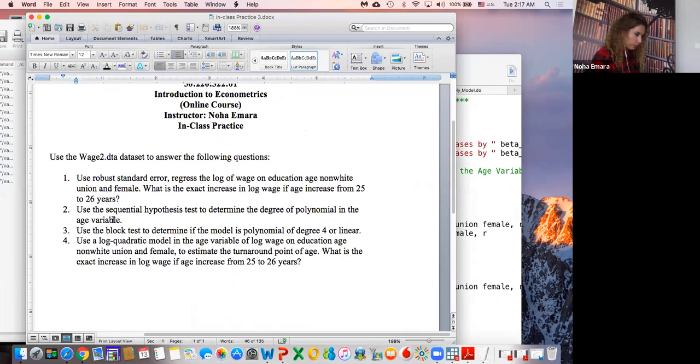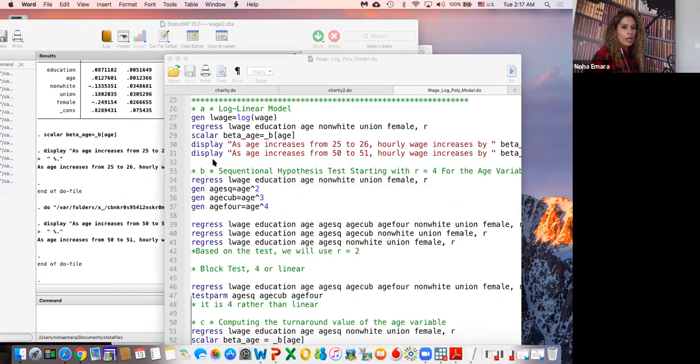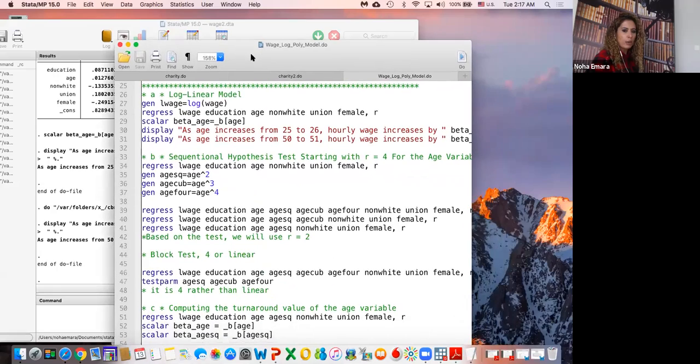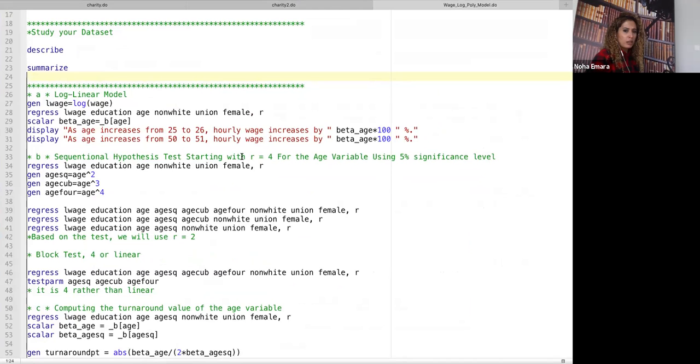So I'm focused on a certain variable, which is the age variable. And I'm using this variable to perform the sequential hypothesis test. And as I said when I was explaining the sequential hypothesis test, you start with R4. This is our default, even if I'm not telling you. So you start with R4 and keep moving to a smaller model: R4, R3, R2, linear.